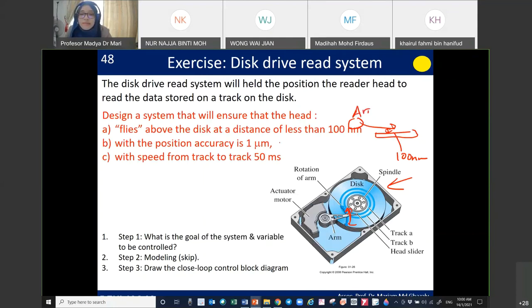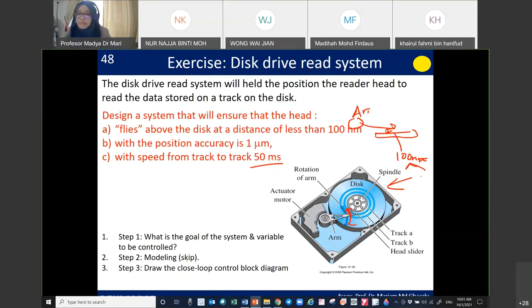The position accuracy will be 1 micrometer, and the speed from the track is 50 milliseconds. So you want to control the distance, the accuracy, and the track. The distance is the reference that you want. Accuracy can go up to 1 micrometer, and the track speed is 50 milliseconds. What type of output do you want to control? Step one is the goal of the system and the variable to be controlled. I think there should be two types of goal that you want to control.